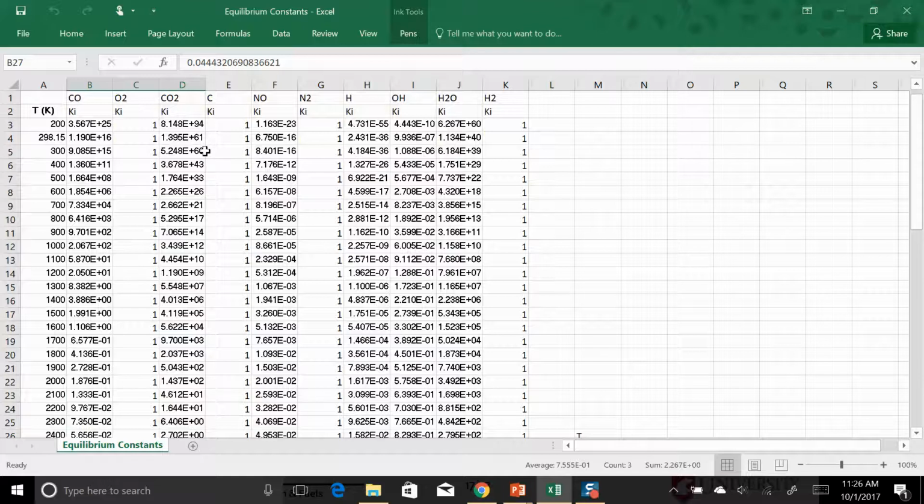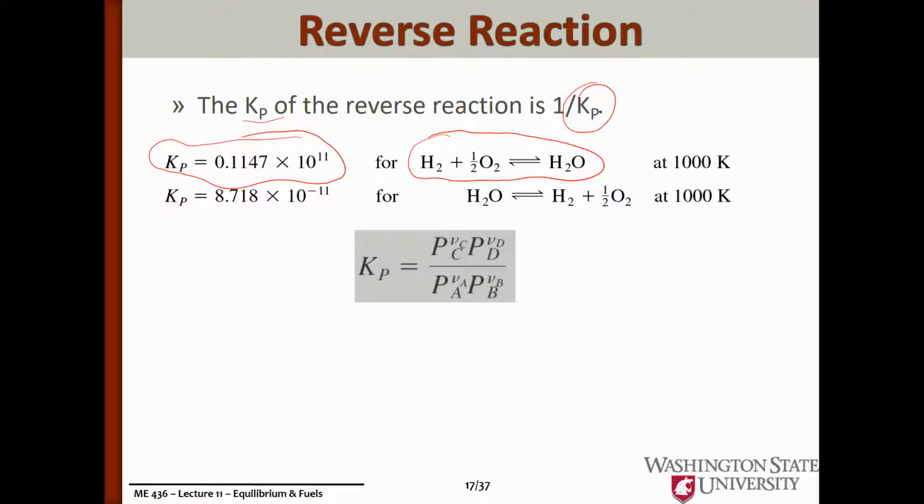I'd pull off the values for hydrogen, water, and oxygen at whatever temperature I'm interested in, and I calculate the Kp, I'm going to find this number. It's a pretty big number, 11 trillion. If I define this equation in the reverse direction, what's going to happen is it's just 1 over 11 trillion, and you get this very, very small number. So that's how they're related when you switch the order.